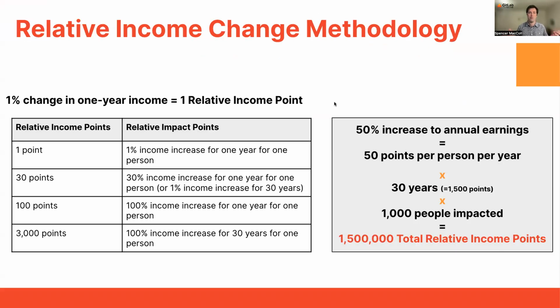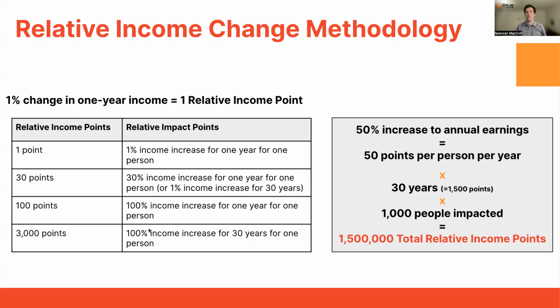So the big question is, how do we translate a relative income model into a quantitative cost effectiveness ratio? Well, it first starts by translating the total benefits of the project into what we're calling relative income points. So 1% change in someone's income for one person for 1 year is 1 point. So that's 1 point for 1% income increase. 30 points, therefore, is one person increasing their income 1% for 30 years. Just 1 point times 30 years is 30 points.